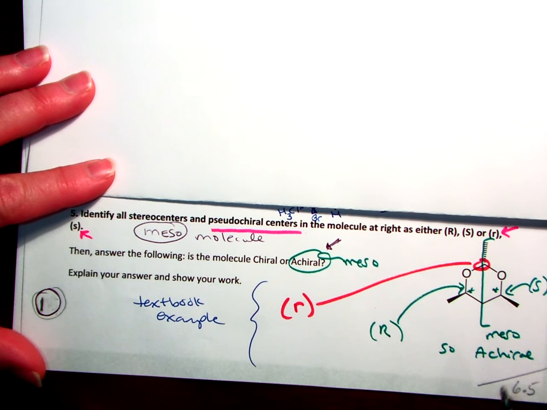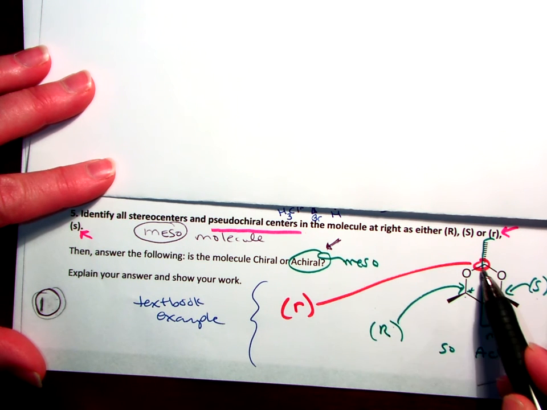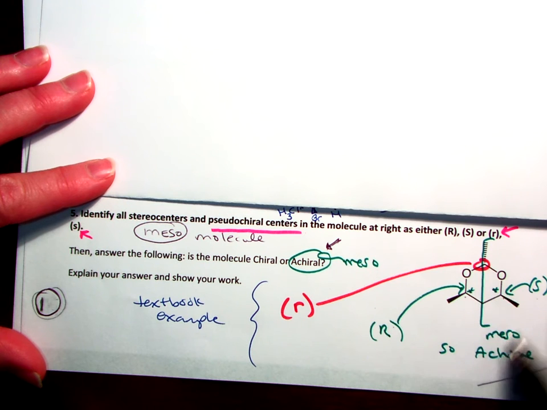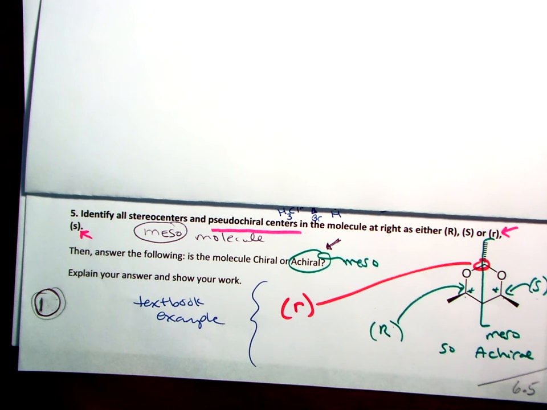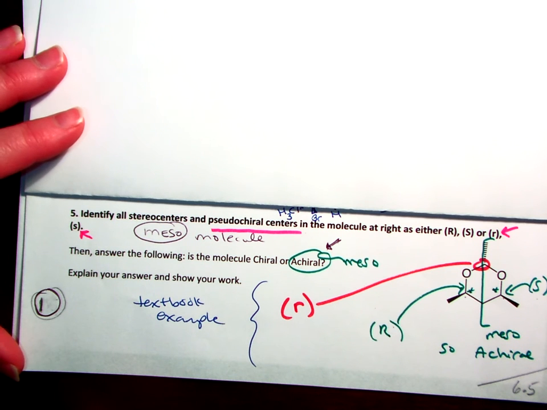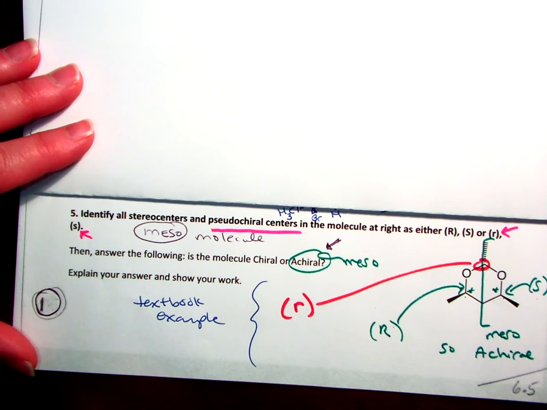What I wanted you to do is figure out if this was R or S, and designate those. So we have R here and S here. It means this one here is little r. You can go through and figure out how that works. This is an example right from your textbook on the definition of pseudo-chiral centers, so you can look that up. The thing is, it's meso.